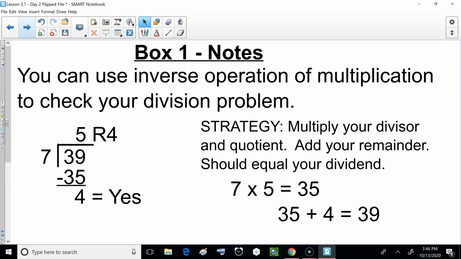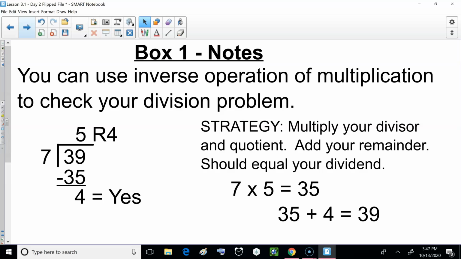Here's something that I do want you to write down in your notes today: we can use the inverse operation of multiplication to check your division problem. Just like in addition, we were able to use subtraction, and in subtraction, we can use addition. In multiplication and division, we can use multiplication to help us out. So notice we have this problem, 39 divided by 7 equals 5 with the remainder 4. The 4 works, yes, because the 4 is less than 7.